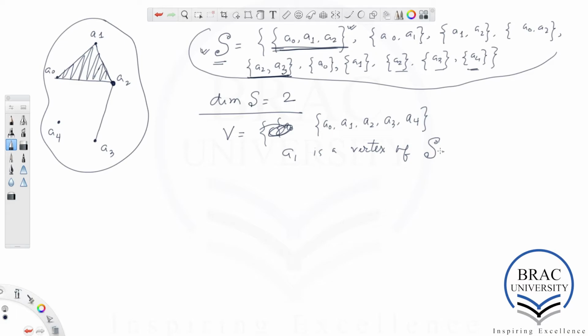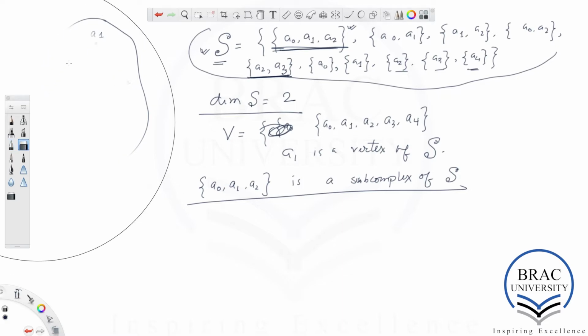So as I have said earlier, the dimension of this abstract simplicial complex is 2. In this example above, A0, A1, A2 is a subcomplex of S. Good. Now the notion of vertex scheme.